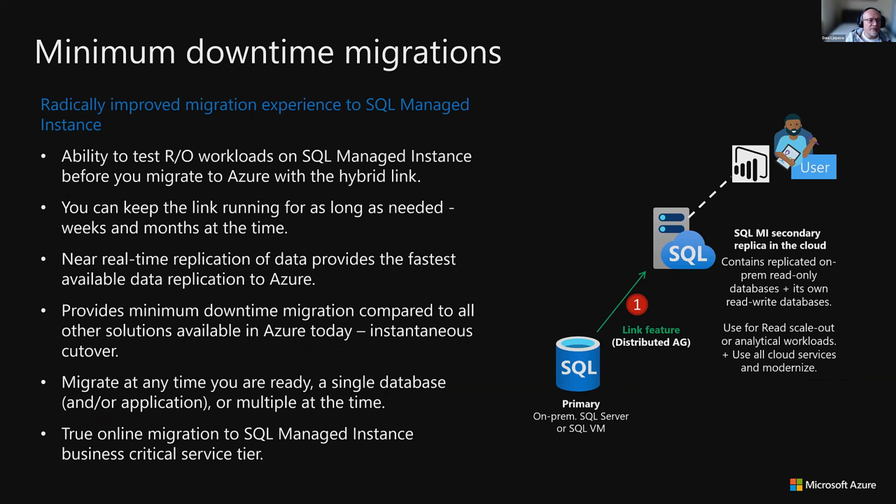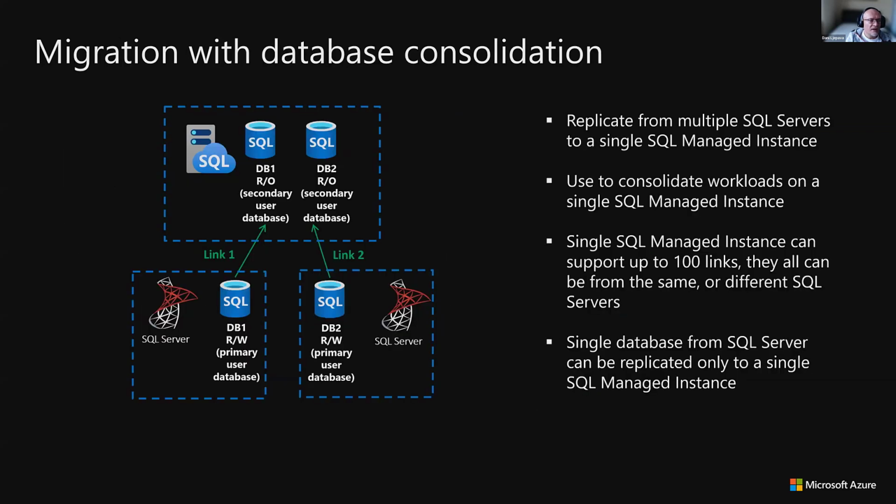Some interesting scenarios, because the link is database scoped. That means one link per each database. You can use this technology to consolidate your workloads from several SQL servers to a single MI. If you're running multiple SQL servers, and these could be different versions, say SQL Server 2016 and maybe 2019, and you want to modernize and consolidate everything to managed instance, then you set up the link per database from multiple SQL servers, and then you consolidate your workload in the cloud.